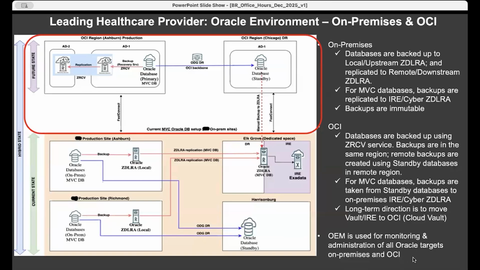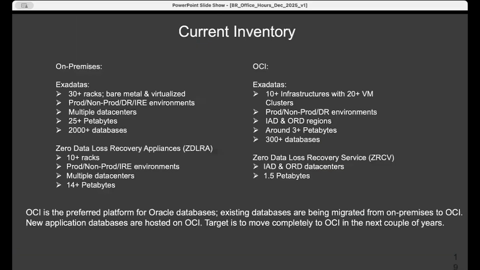We can briefly go over our inventory. Tim, if you can go to the next slide. Yeah, so this is our inventory. We have on premises 30 plus cabinets, most of them bare metal, but we also have a few virtualized environments. And we have databases: non-production, production, DR, and IRE. We have 2,000 plus databases in all those different environments. We are in multiple data centers, 4 or 5 data centers.